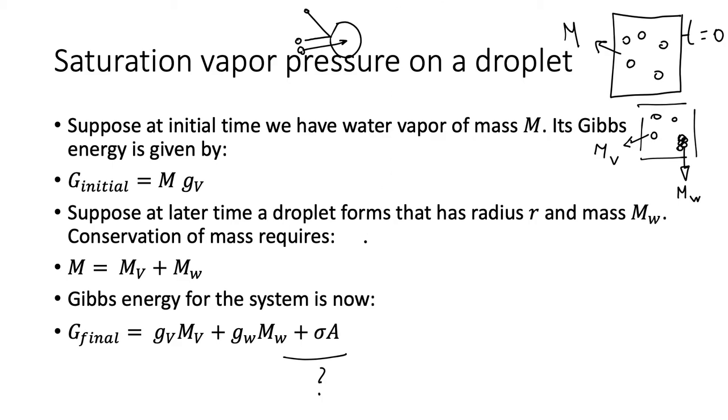This energy, we write it as a product of two terms. Sigma is called surface tension, and it has the units of energy per area, okay?